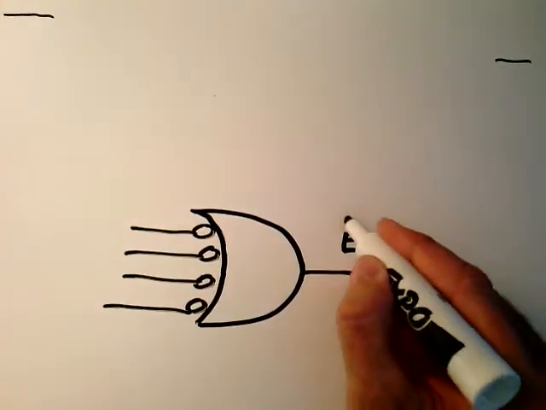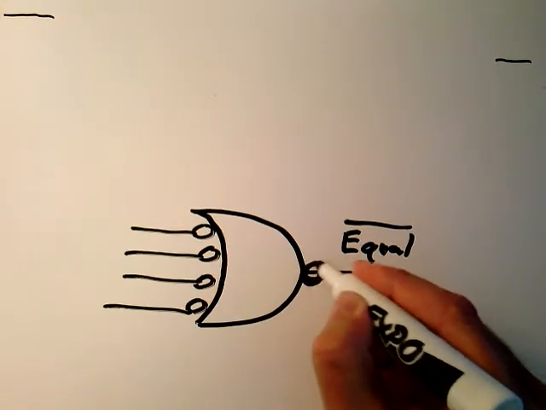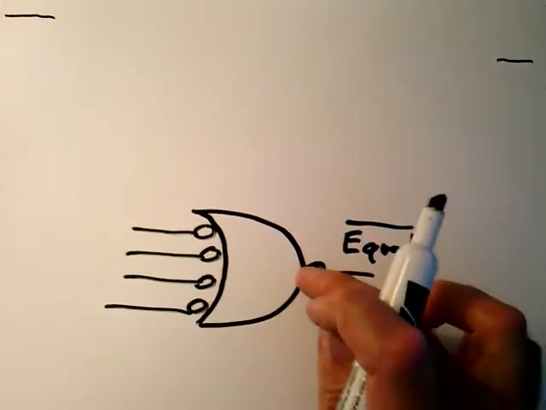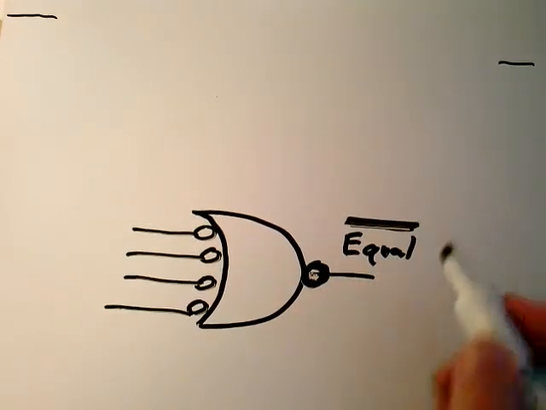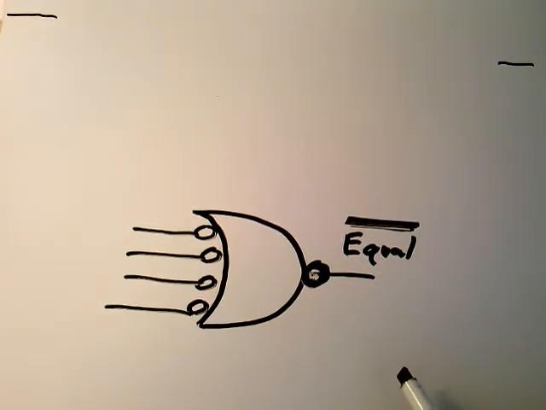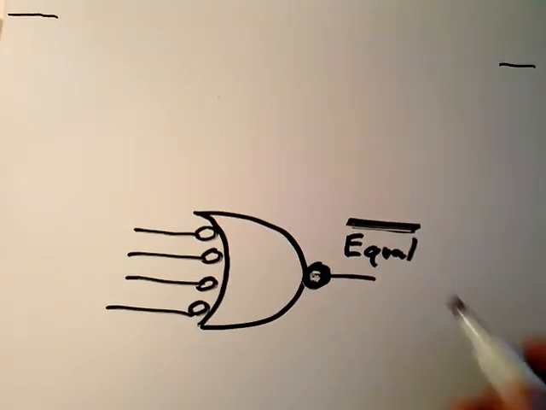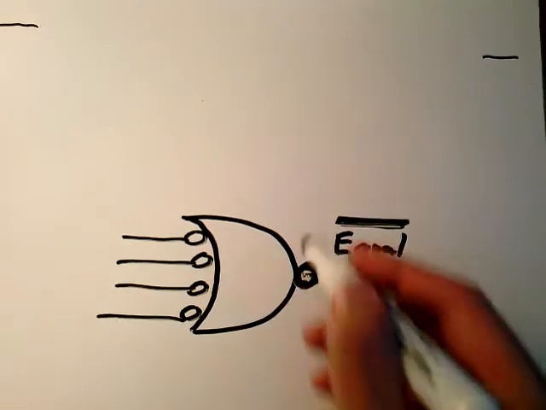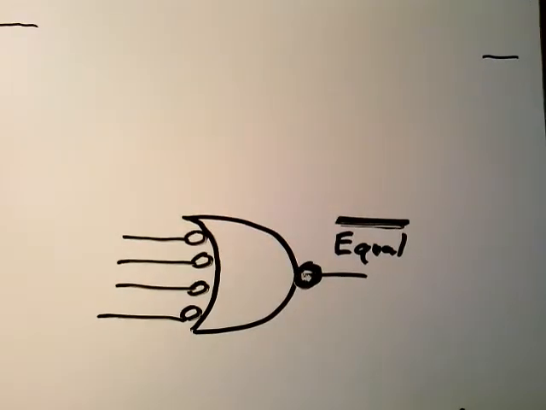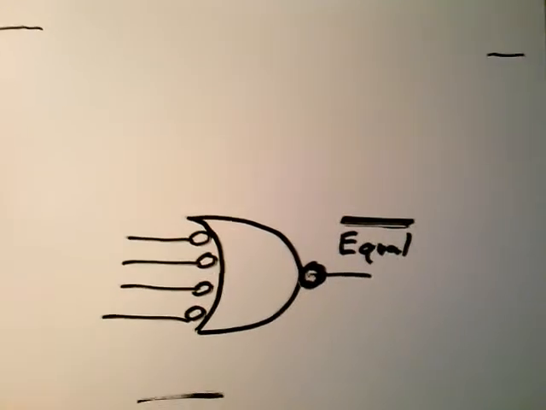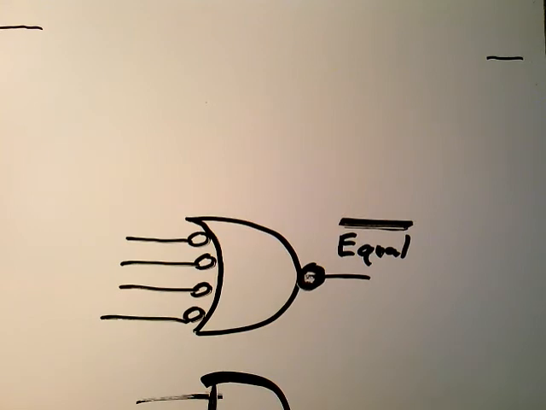How do you change this output gate right here if you want equal to be low? You put a bubble there, and you put a bubble there. And that's how you change the circuit if it calls for a low active output called equal bar. What type of gate is that? Yeah, it's a 4-input AND gate. It's just a 4-input AND gate. But if I draw it like this, it'll work.